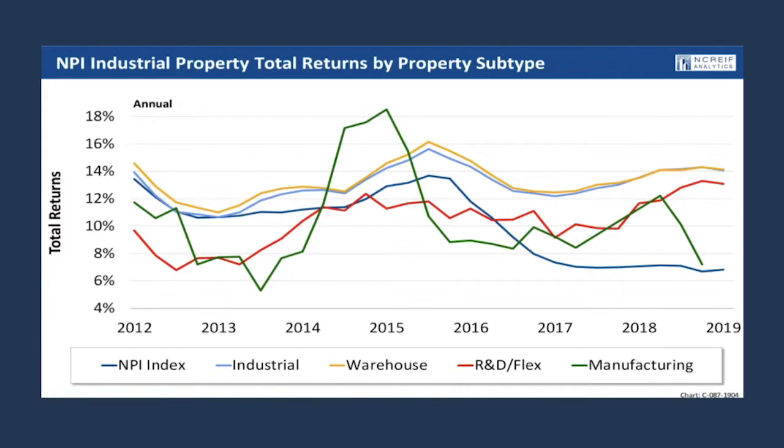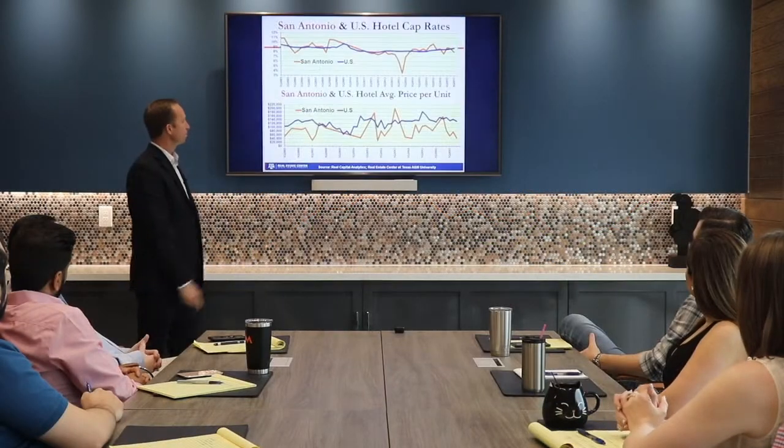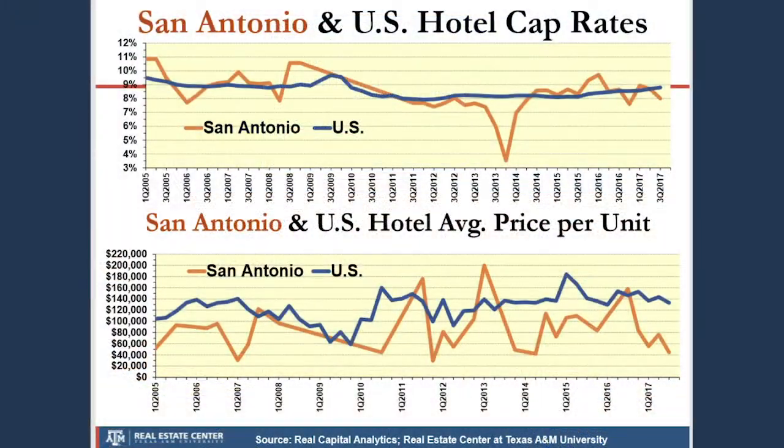There's just no way. The industrial properties are outperforming. Every one of them, warehouse, R&D, flex, manufacturing, are all outperforming the NPI index across the board. That's going to continue until we flood and oversupply the market, which nobody sees happening anytime soon. Don't really know what happened with manufacturing, but even with that huge adjustment in total returns, it's still outperforming the net property index. So hotels, right?